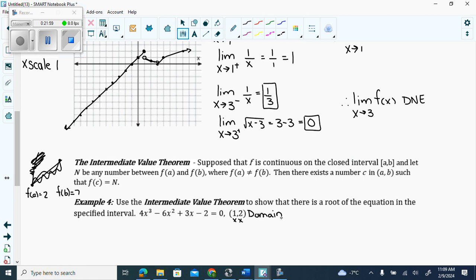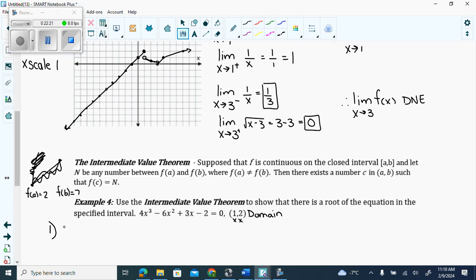on that graph. In order to use the intermediate value theorem, there are two things we have to show. One, we have to state first that this is a continuous graph. Is this a continuous graph? 4x cubed, and so on. Are cubic graphs continuous? Are cubic graphs polynomials? Yes. So we have to first state that this graph is continuous between 1 and 2.